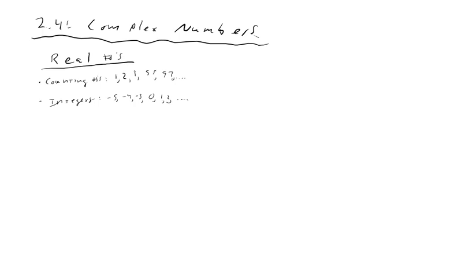Integers were all the negatives, including all the counting numbers, right? So we're talking about bigger and bigger groups.